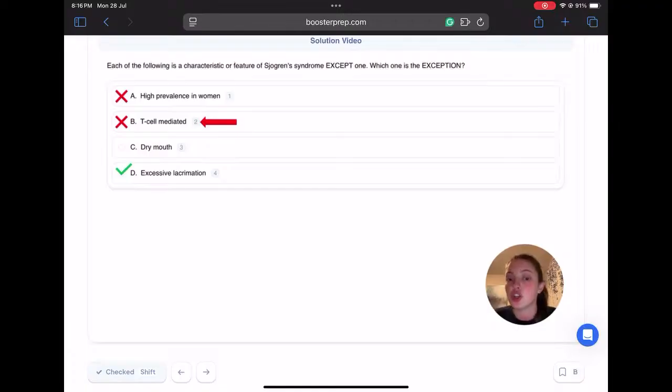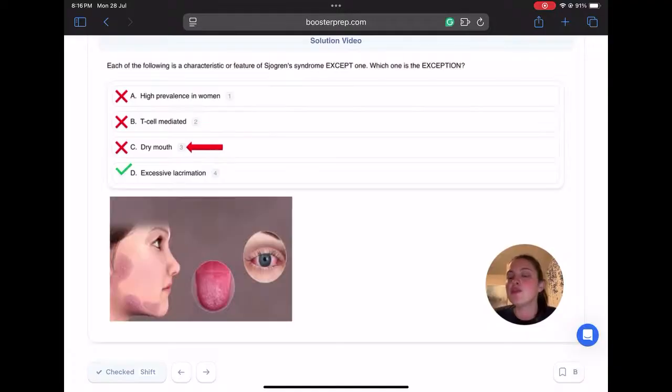that even if you were unsure of this, even if you just knew it was autoimmune but you didn't know it was due to T cells, we still should have picked excessive lacrimation because that was just completely the opposite of what is seen in Sjogren's. So don't let the things that you don't know trip you up. If you know something's absolutely wrong, you can still pick it for these exception questions. And finally, we have dry mouth.